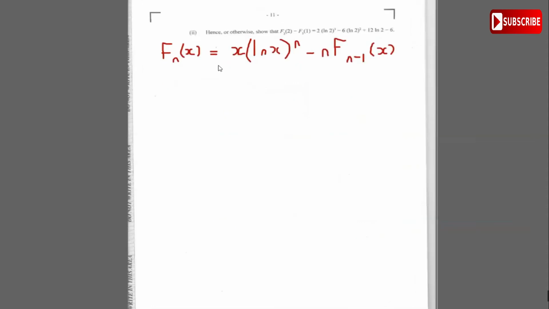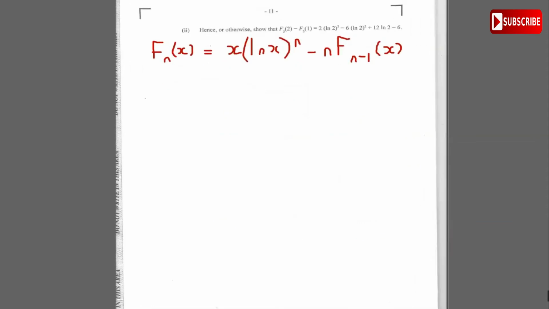All right, so let's use that knowledge that we have. We're going to plug in n as 3. N is now 3, so plugging in n as 3, you're going to get that f3 of x is equal to x (ln x) raised to the third power, because you're substituting n as 3, minus n is now 3, putting n as 3, you get f2 of x.